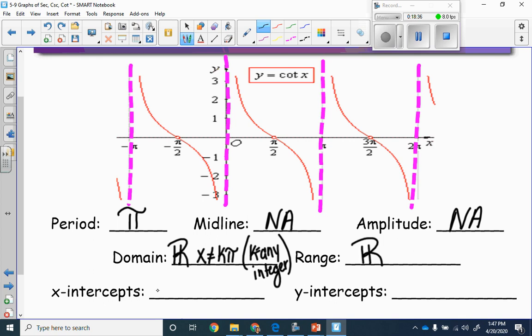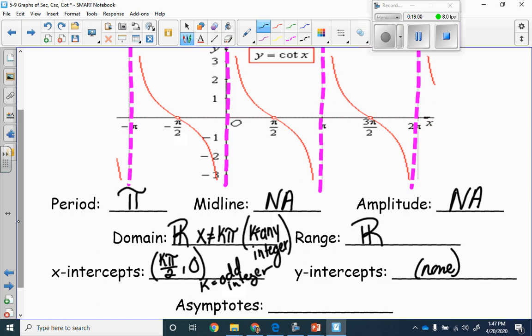Our x-intercepts are going to be at the values of k pi over 2, comma 0, where k is going to be any odd integer. And the y-intercept, there is none. Okay, so there will be no y-intercept, whereas, like on the tangent curve, there is one at the origin. And our asymptotes are going to be at the values of x equals k pi. And k, once again, is any integer.